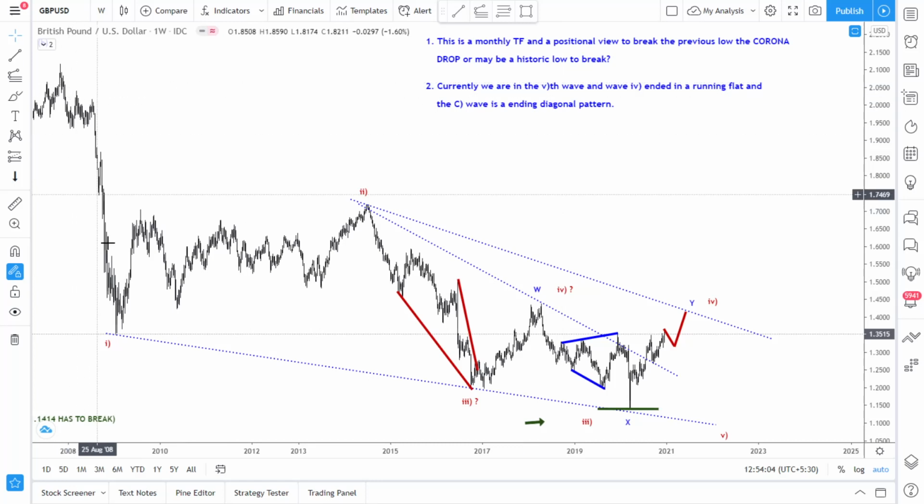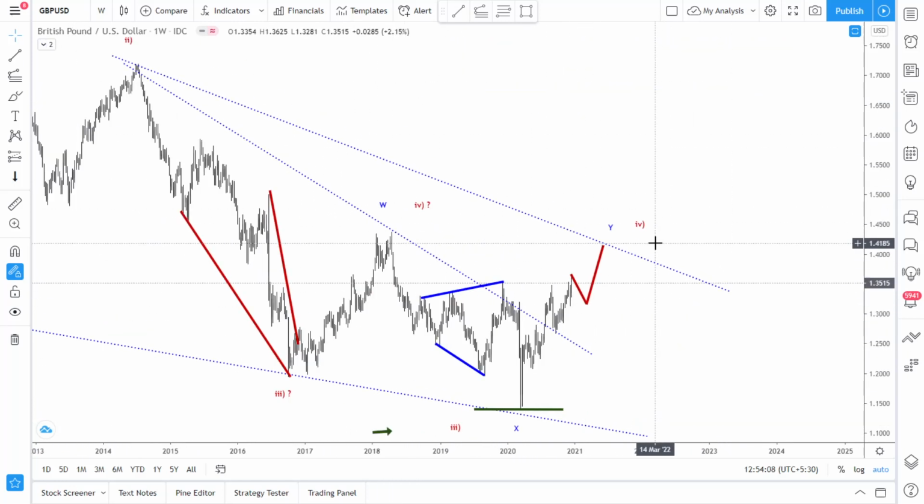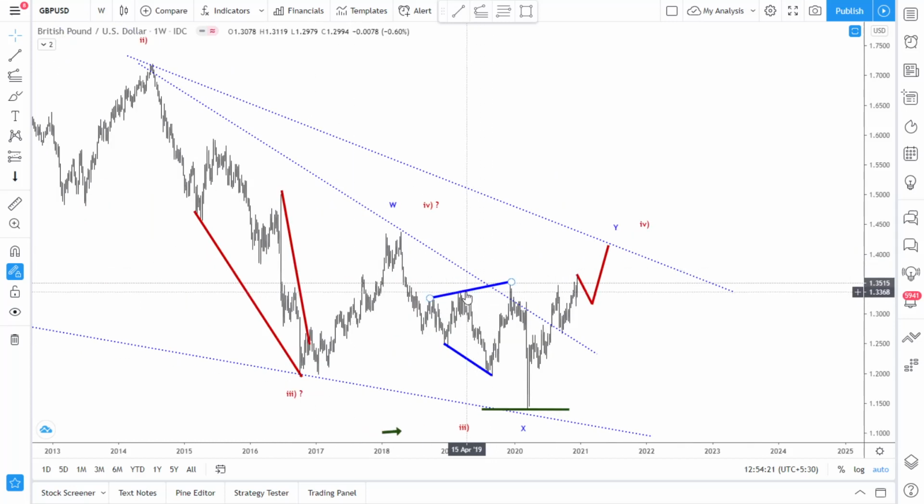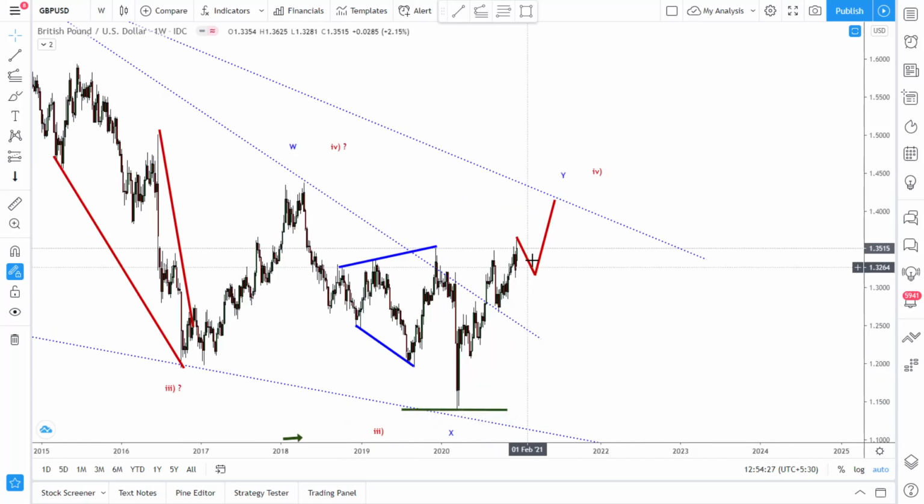So if we took this as an impulsive wave 1, this is a 3, and where is the 5 waves ended in a 5-wave structure? It's not here, it is not a 5-wave structure. It is completely a 3-wave structure of an expanded triangle A, B, C. And I have explained that in intermediate waves in a lot of videos. So this is the W, this is the X, we are in that Y wave.